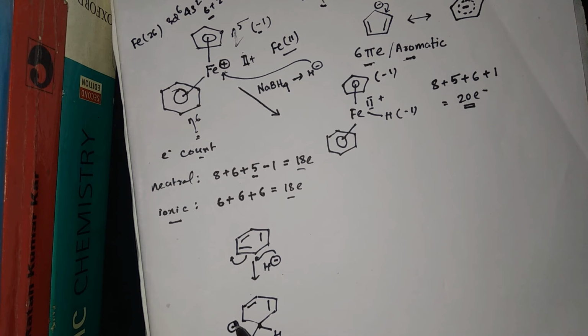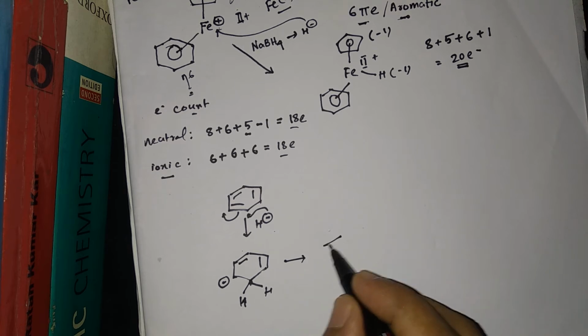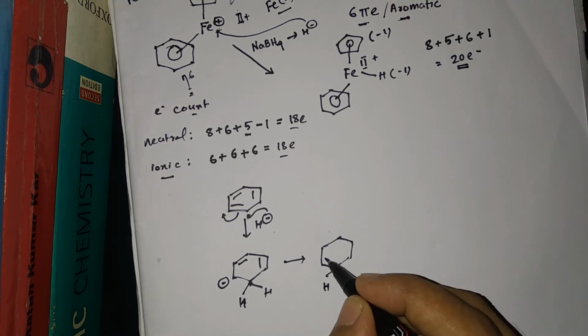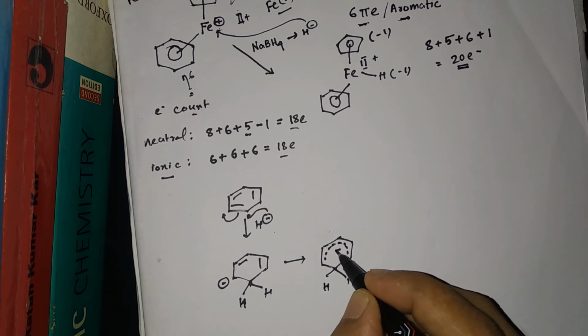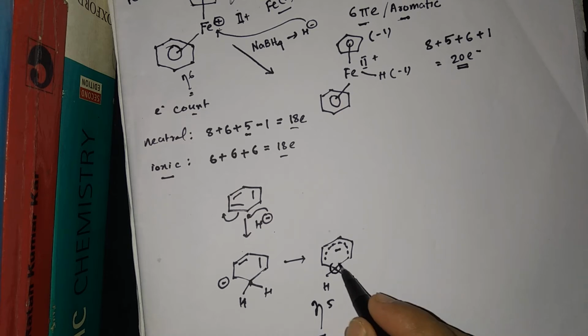This negative charge can be delocalized through these 1, 2, 3, 4, 5 carbons because it has a conjugation. So therefore it will form this one. So hydride, and we can write like this, that these 5 carbons have a negative charge. Now it has 5 conjugated carbons, so it has the power to form an eta-5 complex. It cannot form an eta-6 complex because this is a saturated carbon, okay? So therefore it will form the eta-5 complex.